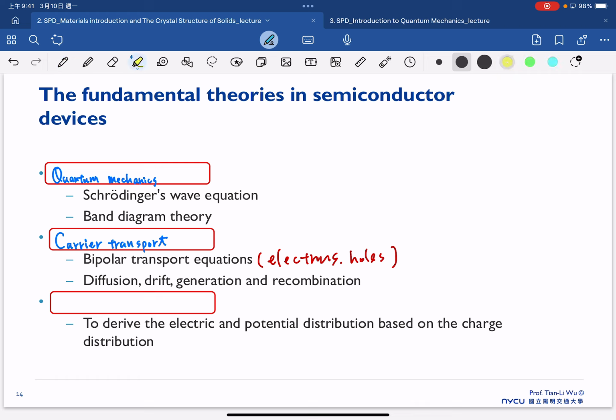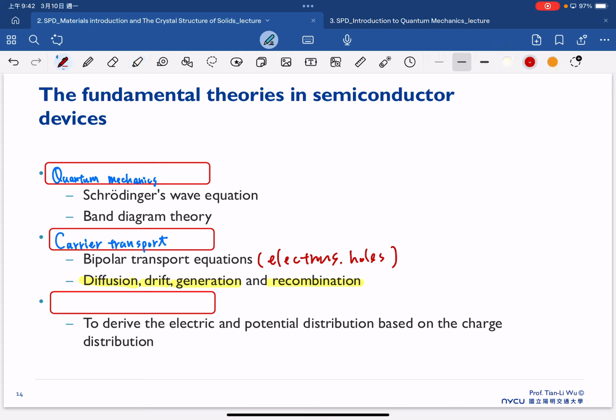And also we have to consider the different mechanisms. For example, once we have a different doping concentration, we will have a diffusion mechanism. And once we have an electric field bias, then we will have the drift mechanism. And also we have to take into account generation and recombination. So we will talk about this later when we talk about carrier transport. There's one dedicated chapter on these mechanisms and equations.